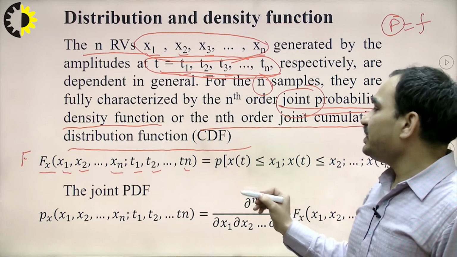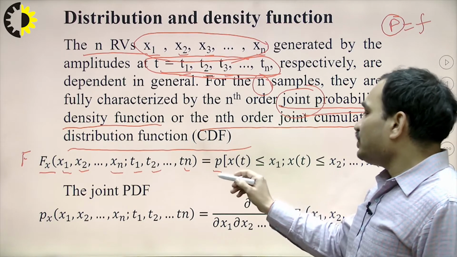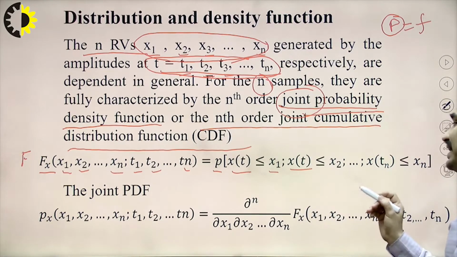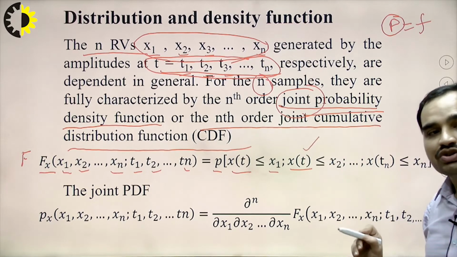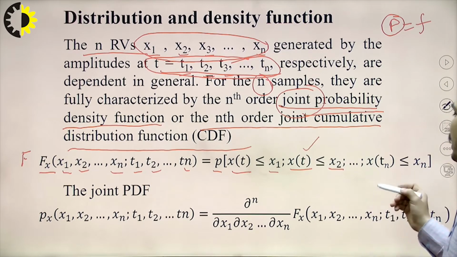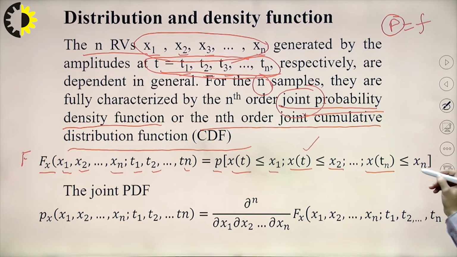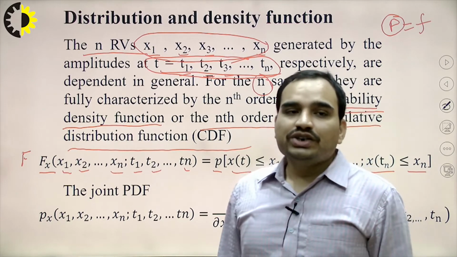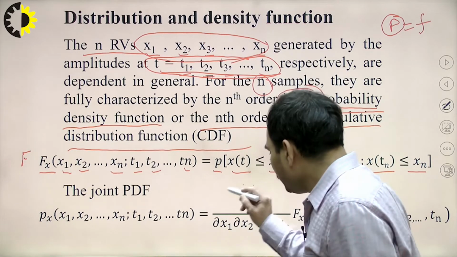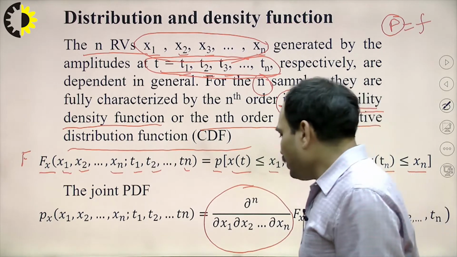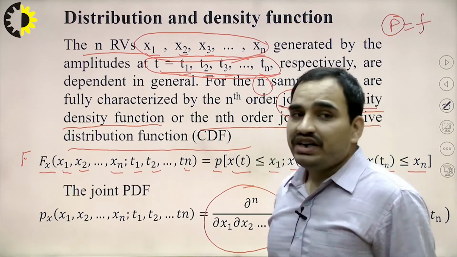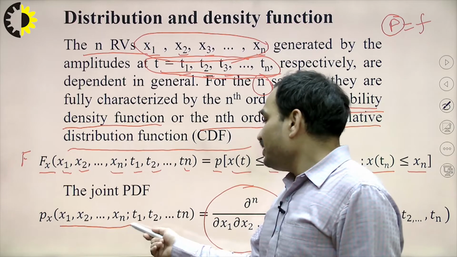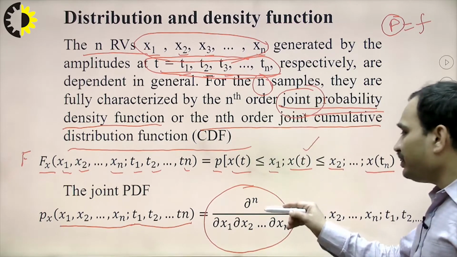This is nothing but the probability that X(t1) is less than or equal to x1, X(t2) is less than or equal to x2, up to X(tn) less than or equal to xn. Here X(t) is a function of time. The joint PDF we can relate to the joint cumulative distribution function by differentiating with respect to the variables. Because we have n random variables, we differentiate up to n, with respect to x1, x2 up to xn, for the different time instants t1, t2 up to tn. So we are differentiating with del raised to power n.